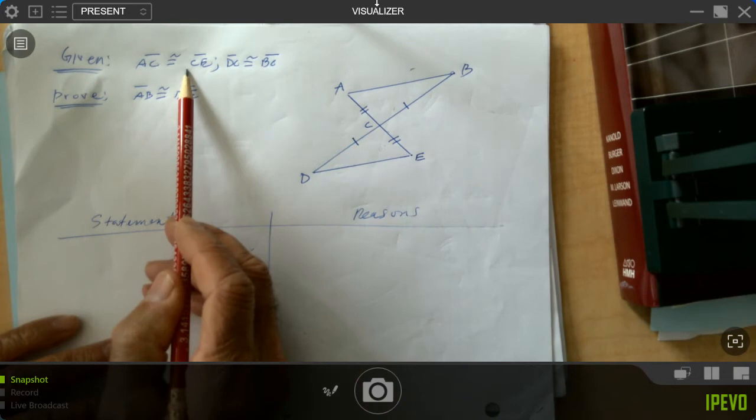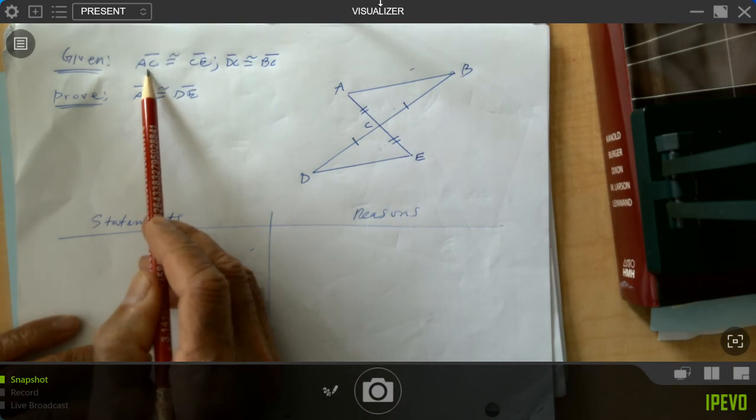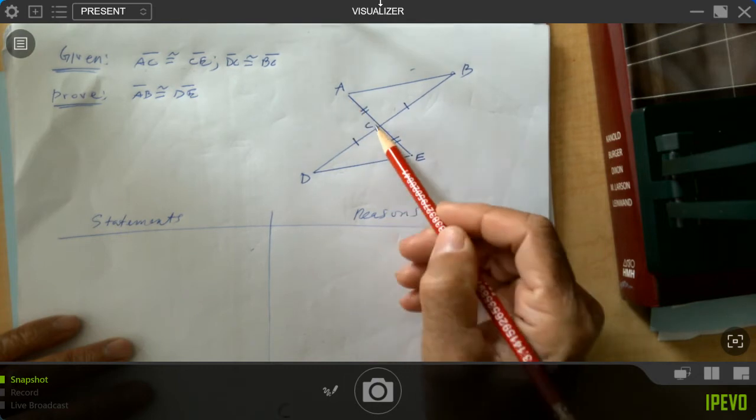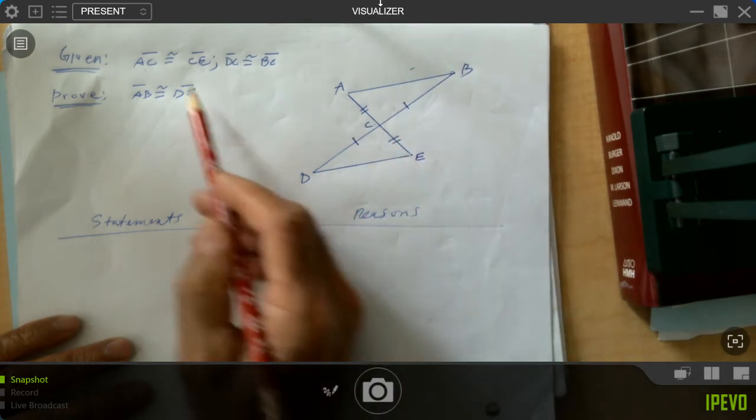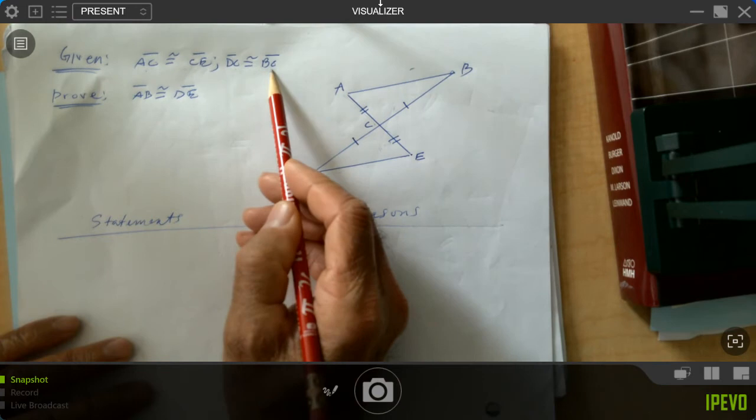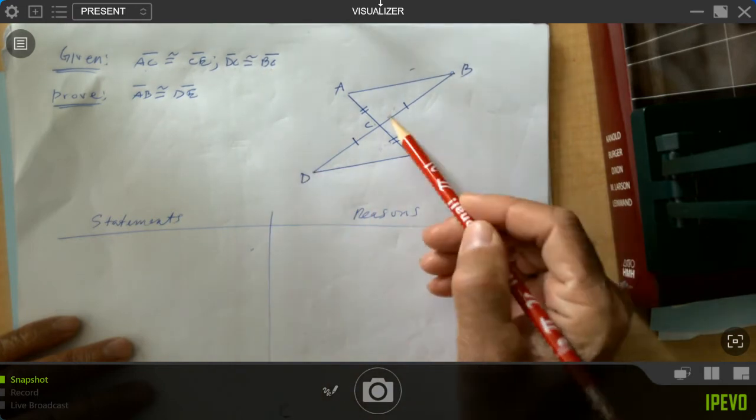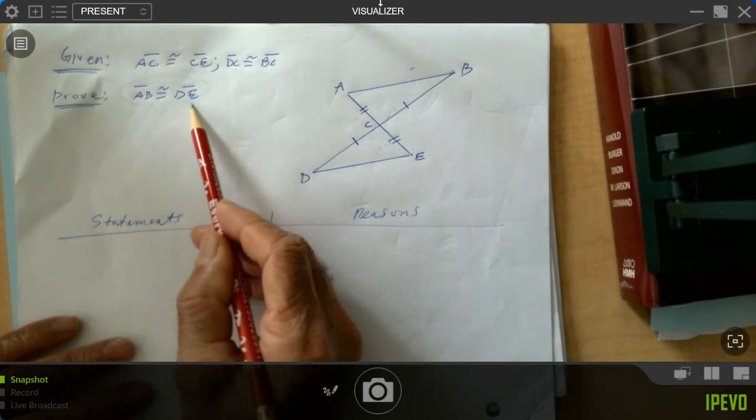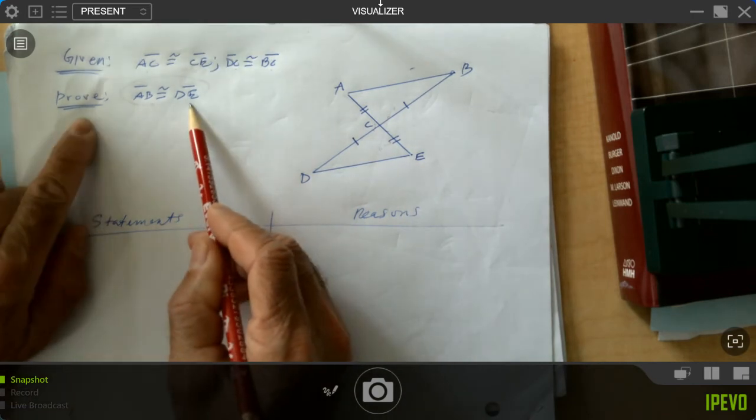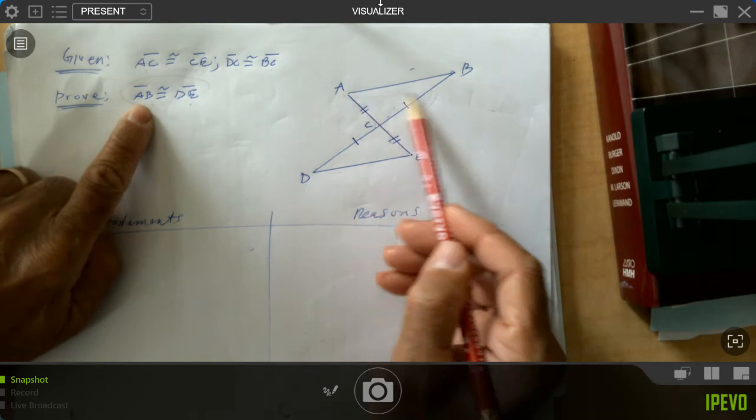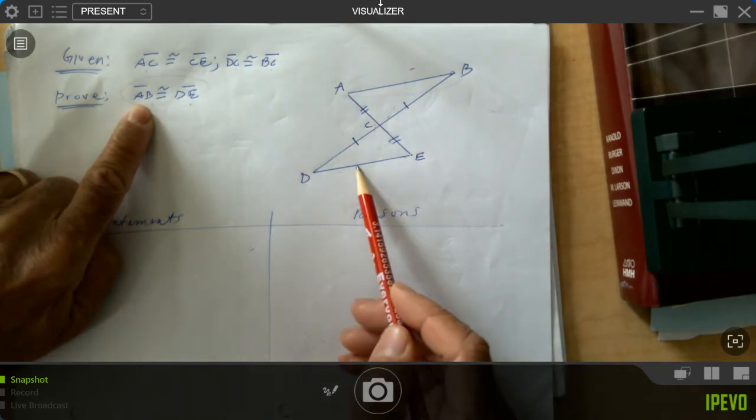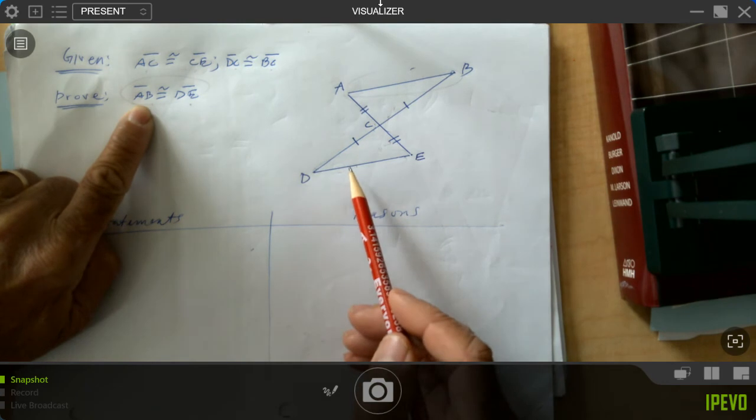We're given some information. AC is congruent to CE. AC, this one right here, CE, this one. So these two are congruent. DC is congruent to BC. And then notice AB congruent to DE. That's what we're supposed to prove. Now notice AB and DE are not marked as congruent. We do not know that they're congruent yet. We have to show that they are.